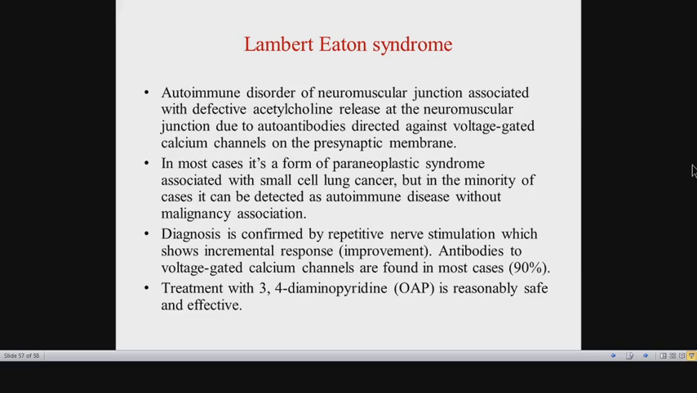Also we can do chest imaging to look for evidence of lung cancer, and when it's associated with small cell lung cancer. The treatment of this condition is there is a drug which is developed called 3,4-diaminopyridine (DAP). This drug has been shown to be safe and effective in the management of Lambert Eaton syndrome.